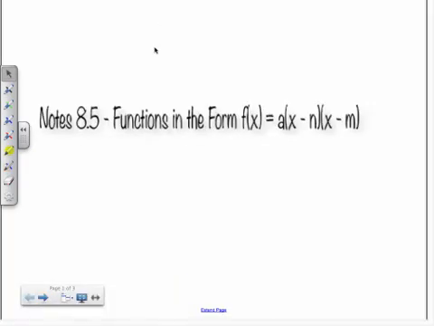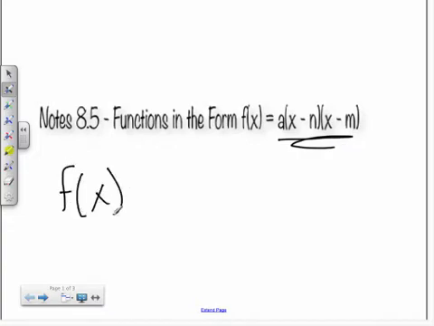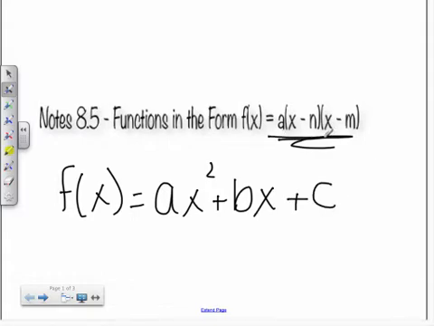This lesson is on graphing quadratic functions when it is in this format right here, which you've seen before, because this is the format that we get it in to find the roots of our parabola. So remember the general form that we use is f of x equals ax squared plus bx plus c, but once I get it into this form, I can figure out what the roots are of my parabola.